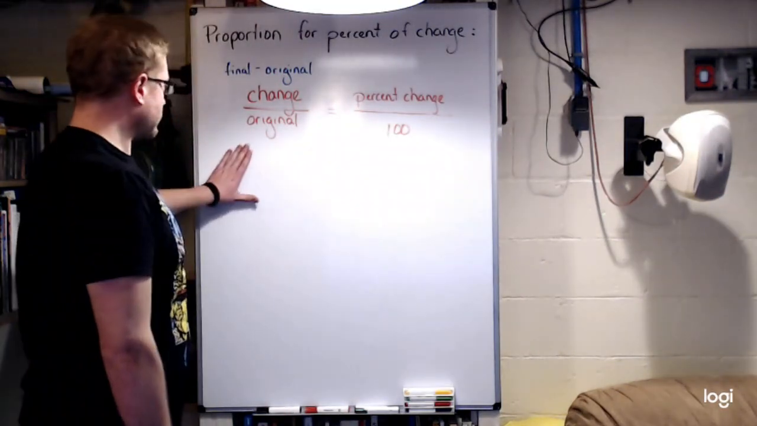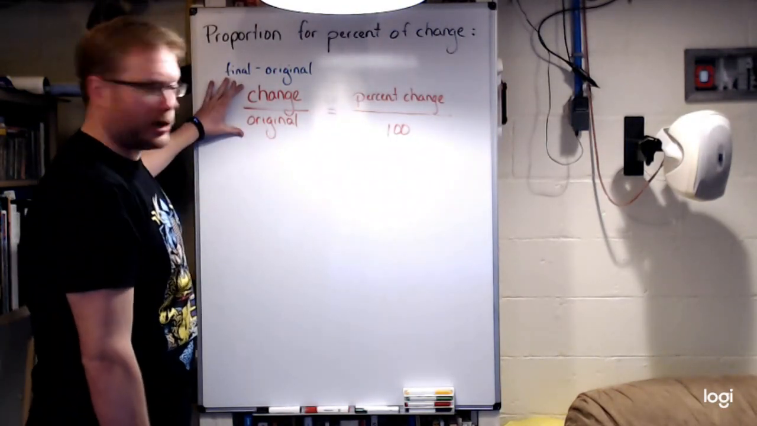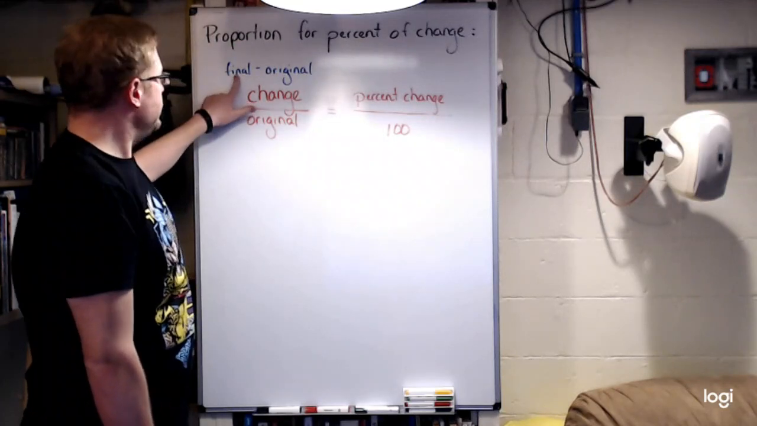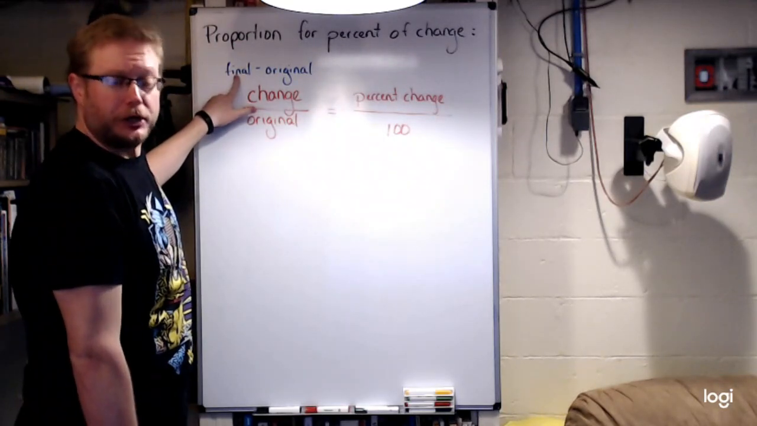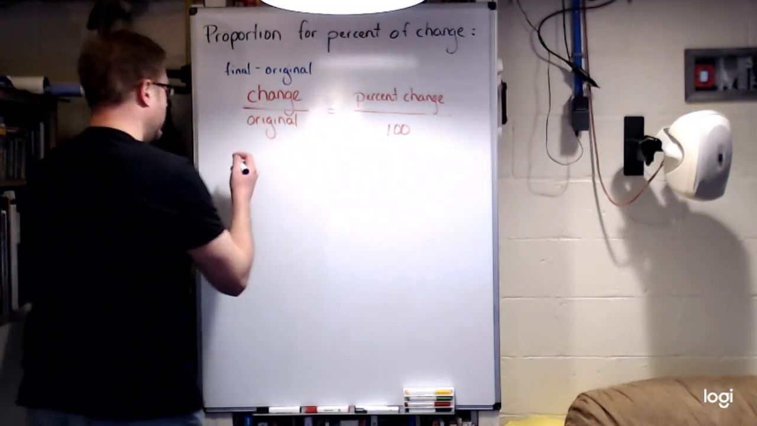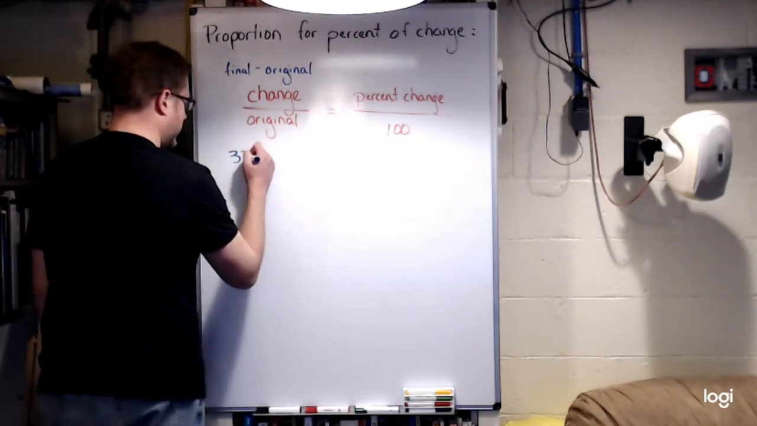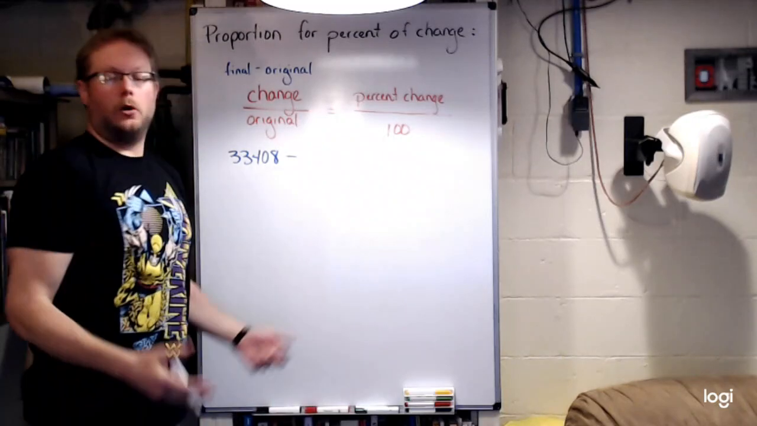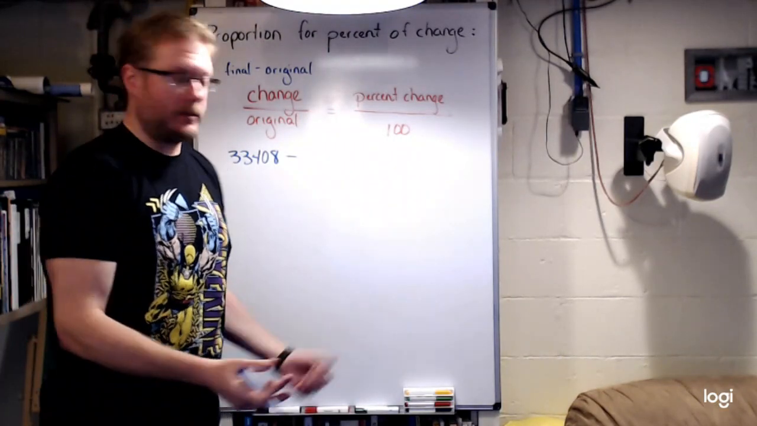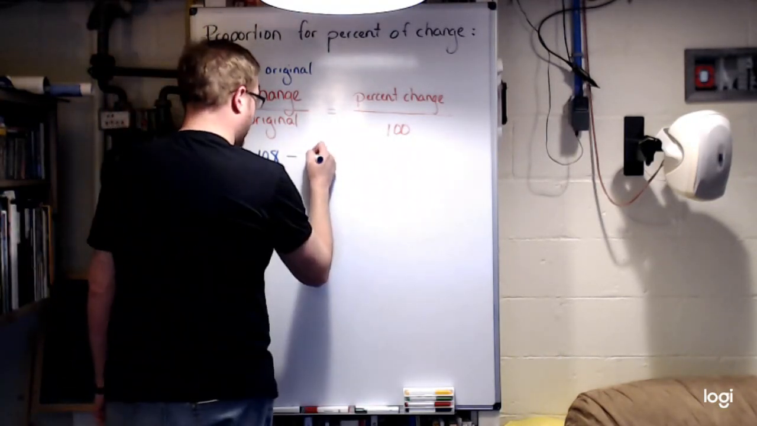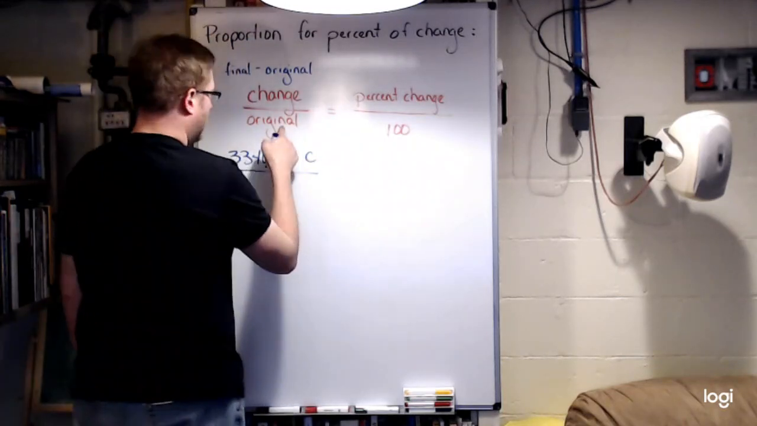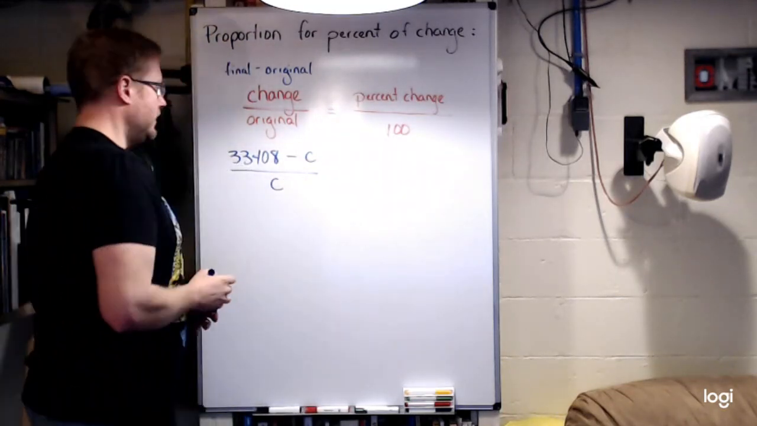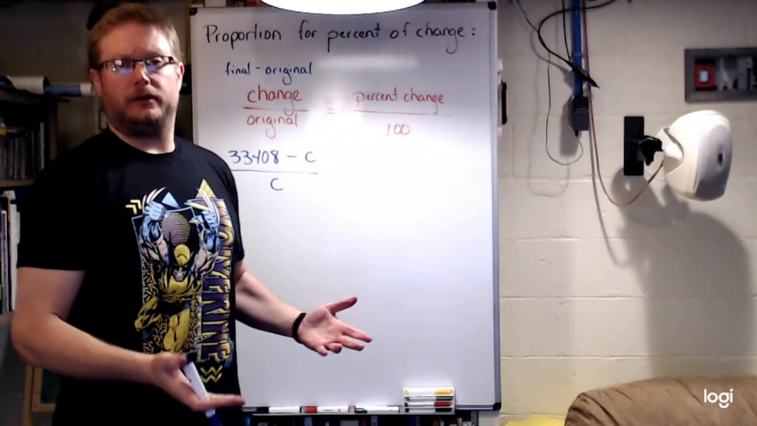So, what are our facts? What can we plug into this? So it says the new or final amount is $33,408. So we'll do that first. $33,408 minus what we don't know in this case, the original amount. So we'll just say C for cost. The original cost over the original cost. Very similar setup as the previous example we just did.